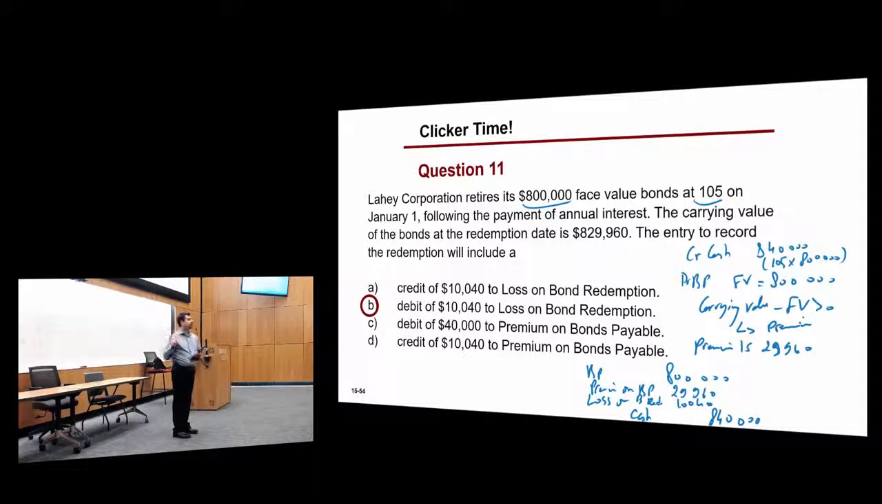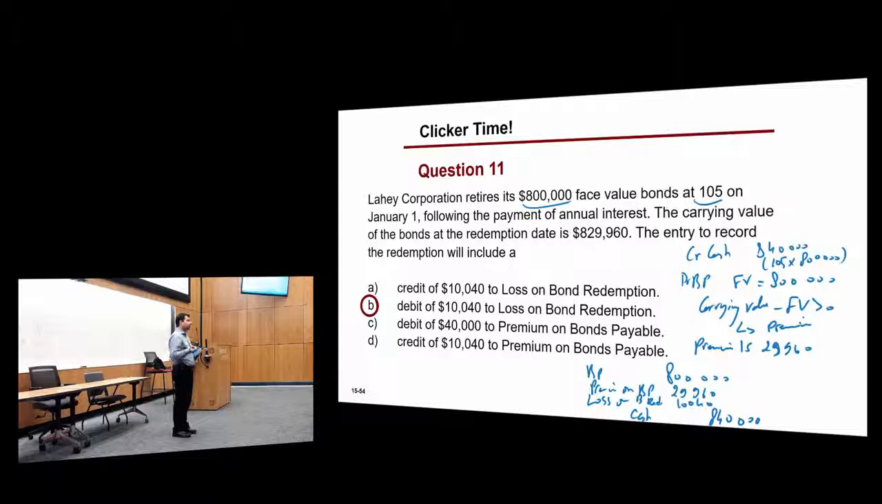Guys, did you get that point, or are you confused? I guess I'm confused about premiums. I thought the 829 was the carrying value. No, that's not interest, that's premium. You see, this is what the company originally sold when they issued. Automatically, when they tell you that the carrying value of the bond on the day of redemption was 829,960.